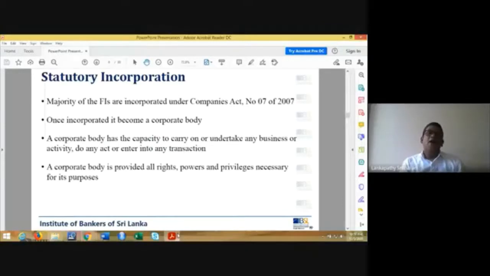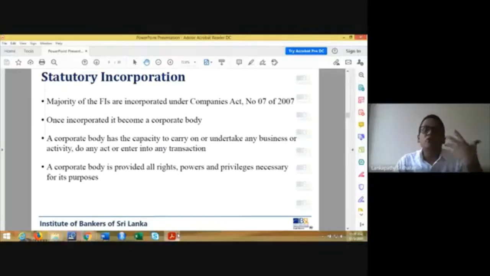So when a corporate body or company is incorporated for certain purposes, this corporate body is provided all rights, powers and privileges necessary to achieve those purposes. In order to achieve their purposes, they can carry out a business, undertake any businesses or activities, and they can enter into any transaction. So this is one of the first steps in the statutory corporate.